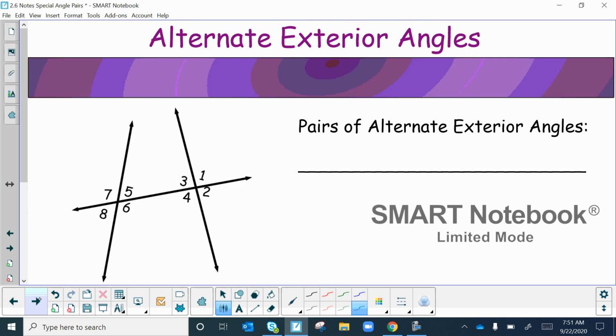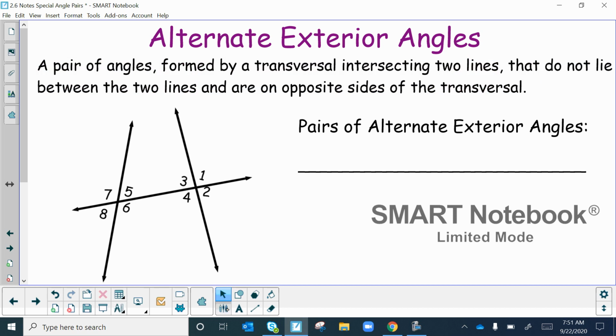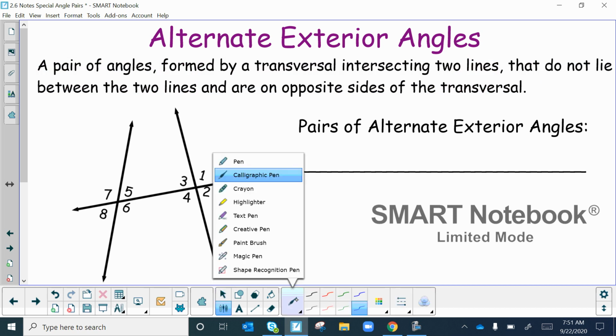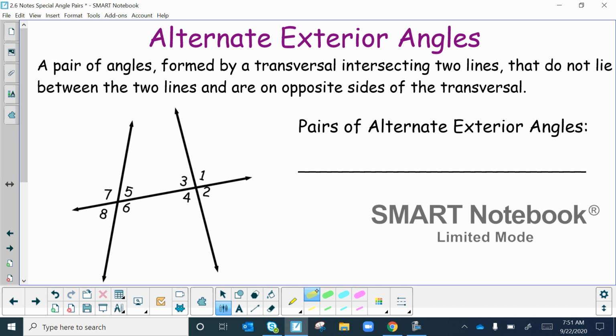All right, the next special type of angles is alternate exterior angles. So very similar to what we just talked about, but the only word that changed is the word exterior. So these do not lie between the two lines, so they're going to be on the exterior, and they're going to still be on opposite sides of the transversal. So remember, this is the interior, right? So we don't want to use angles 3, 4, 5, and 6. We're going to use angles 1, 2, 7, and 8.